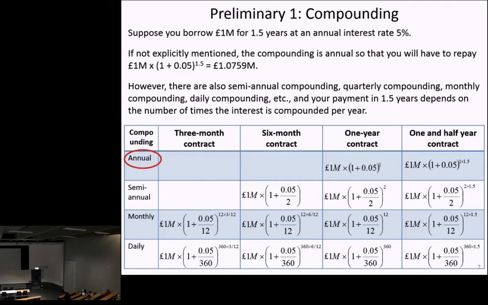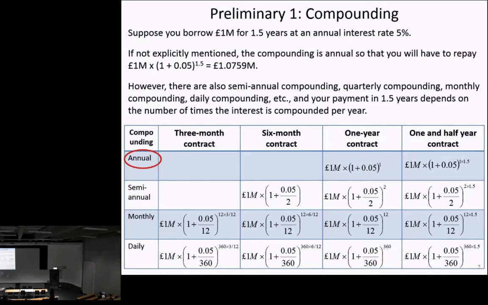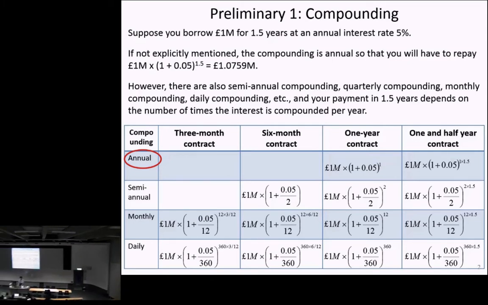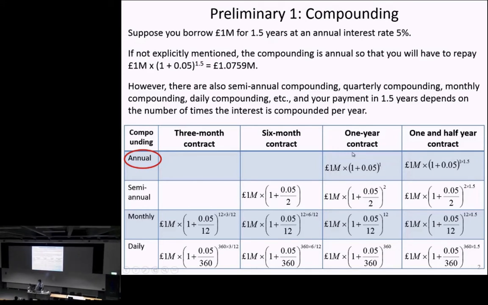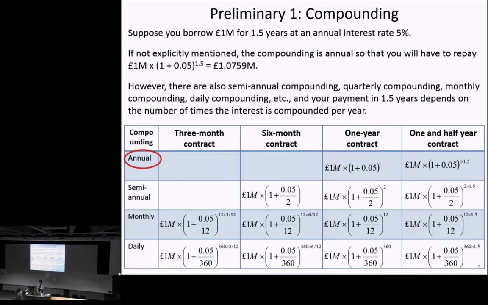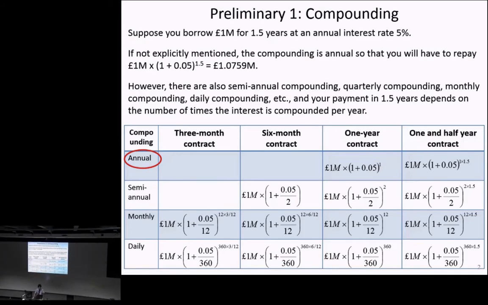So in week 3, when we studied basic bond prices and interest rates, we assumed annual compounding. So the compounding happened once a year. So if you borrow £1 million, and if the interest rate is 5%, and if the lending and borrowing contract is 1 year long, then after 1 year, the amount you should repay is the borrowed amount £1 million times 1 plus interest rate 5%. So that's £1.05 million. That was it.